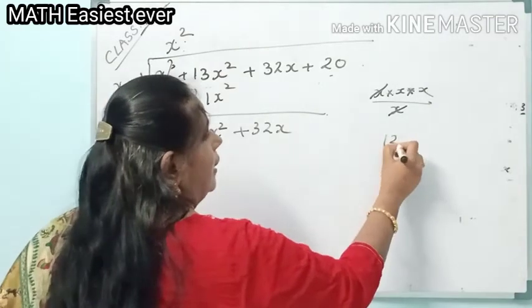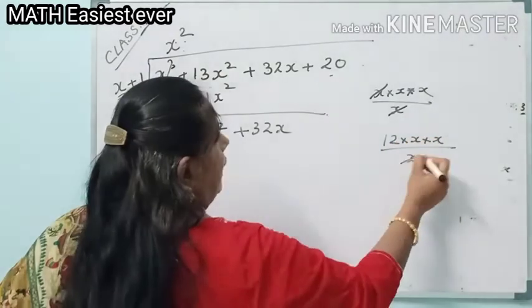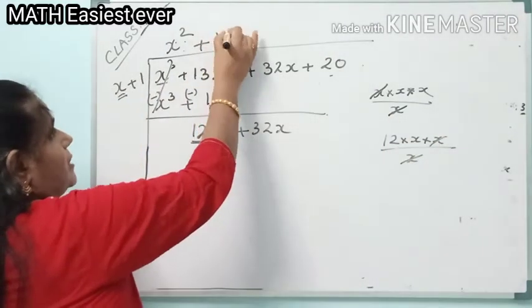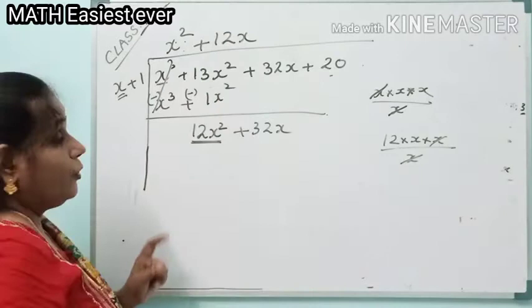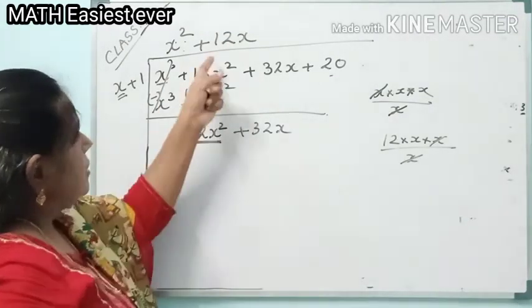12x square, 12 into x, divide it with 1x. So 1x gets cancelled, you will have 12x. So your next term is plus 12x. If you have minus, you have to write minus, okay? Don't go wrong in that. Here it's plus, so plus 12x.